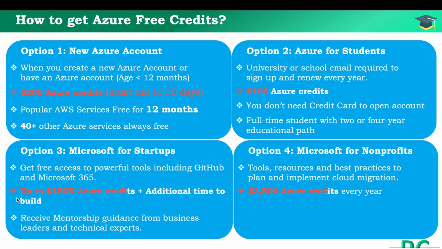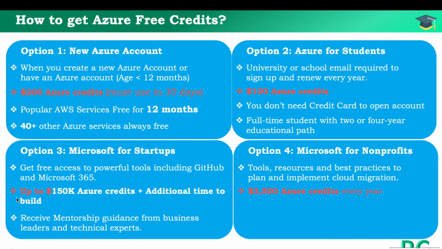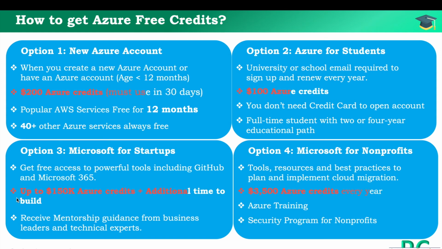On top of that, each year approved organizations will receive $3,500 Azure credits, which can be used to purchase all Azure workloads created by Microsoft, but it will exclude Azure Active Directory. You will get Azure training and a comprehensive set of security offerings that assess organizational risk. It will provide you proactive monitoring, notifications, and training.